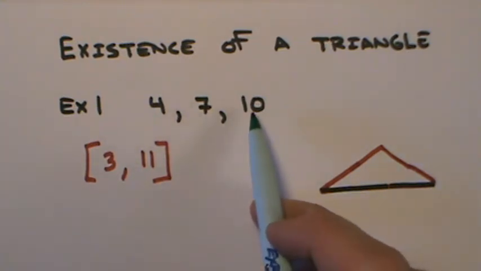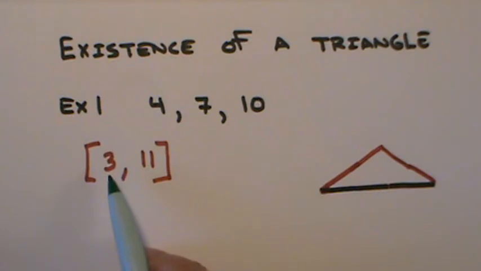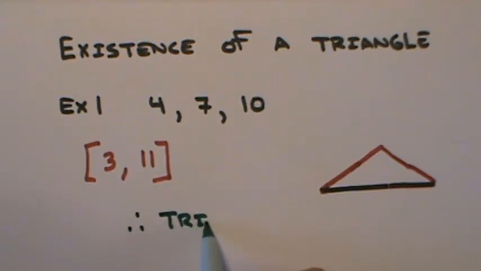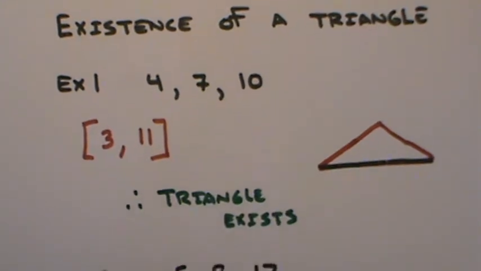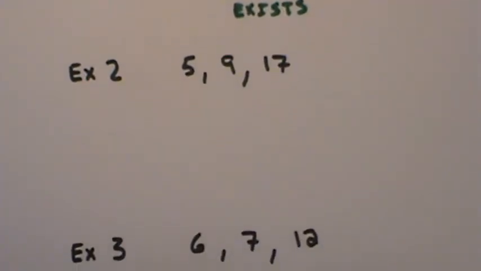Okay? So when I look at the 10, does 10 fall between 3 and 11? And the answer, of course, is yes. Since 10 falls between 3 and 11, we have a triangle. This means therefore a triangle exists. Now I've got a couple quick examples because the math here really is not that difficult. So I'm going to go to example number 2.